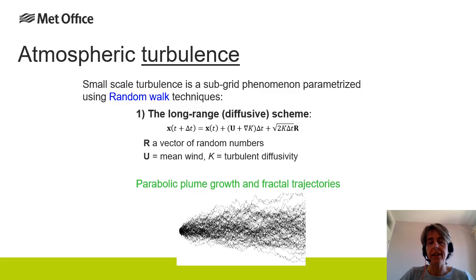I mentioned that NAME uses random walk techniques to represent small grid scale motions. It actually has two schemes. Firstly, a simple diffusion scheme, commonly known as the long range scheme, which is cheap and efficient to use and is based on homogeneous turbulence profiles.